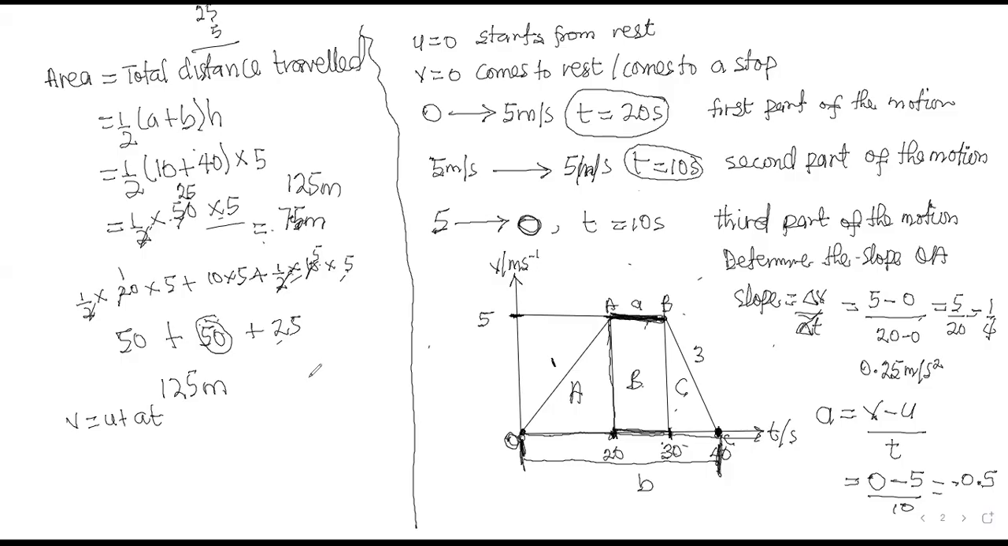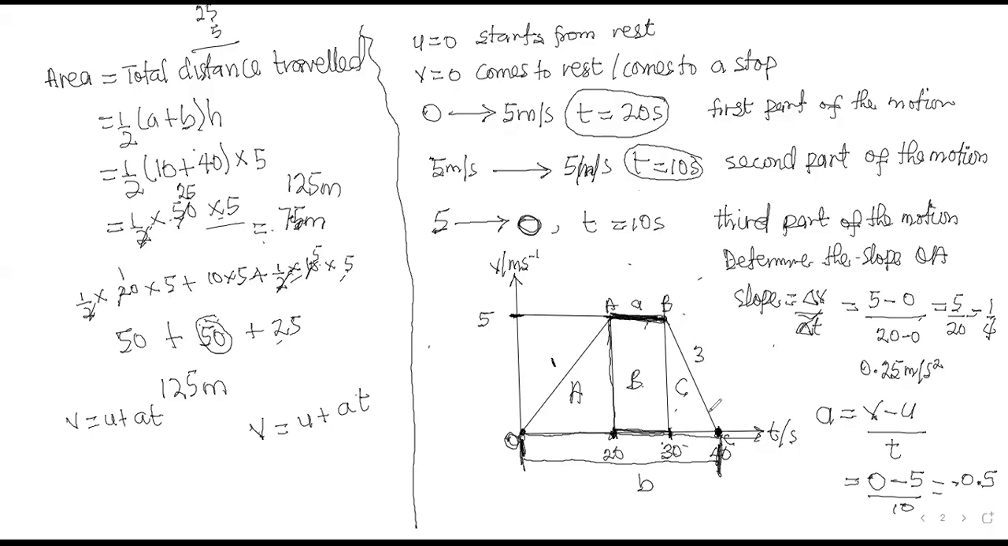Please, when you are finding the acceleration of the third part, you wrote V is equal to U plus AT. And I don't understand how you were able to send the A to the other side of the plus sign without the 10. All right. Now, it's about the third part of the motion.